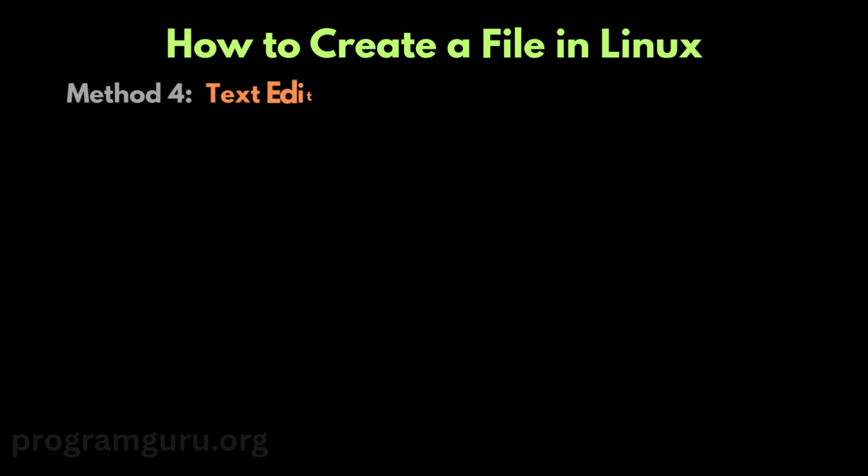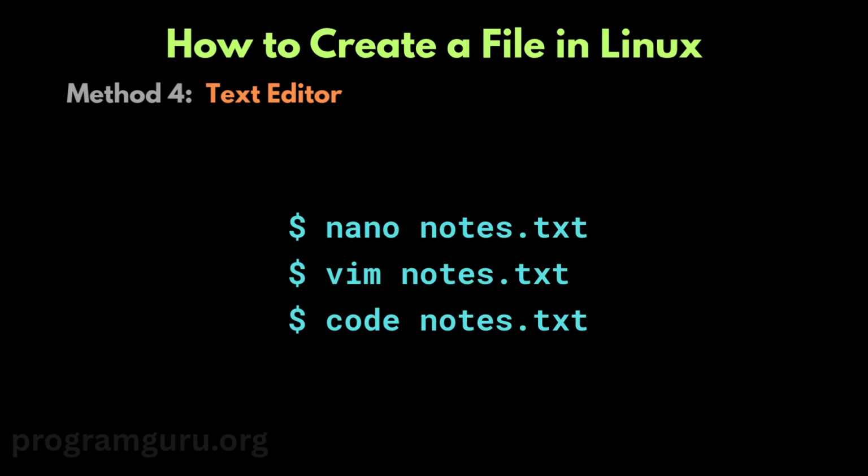Method 4. Using a text editor. If you want to create and edit the file at the same time, you can use a text editor like Nano, Vim, or even Code for Visual Studio Code. Try any of these: nano command, vim command, code command. If the file doesn't exist, these editors will create it for you automatically.